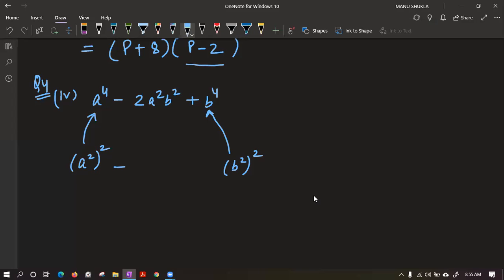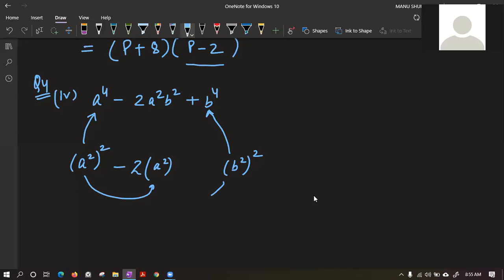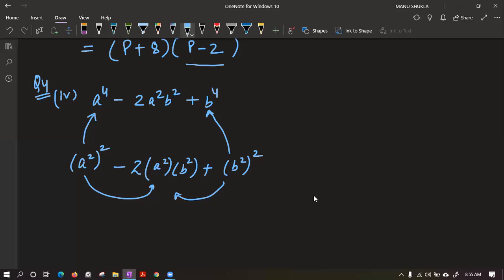If I write minus 2 and I write this term a square and I write this term b square and put a plus sign, please tell me class, are these two similar? We have to verify like this only. Are these two similar? Yes, they are similar because minus 2a square b square will come. So we are in a position to say it is similar to comparing with. Please tell me the formula, class.